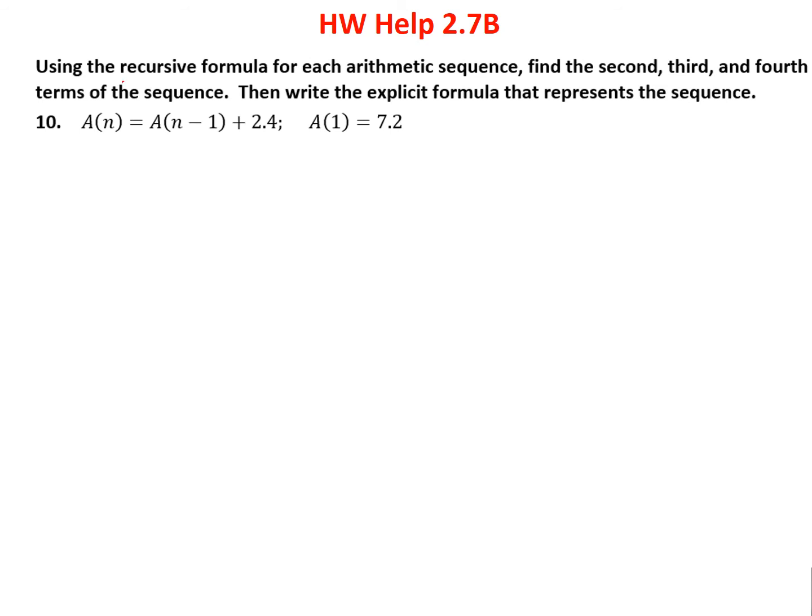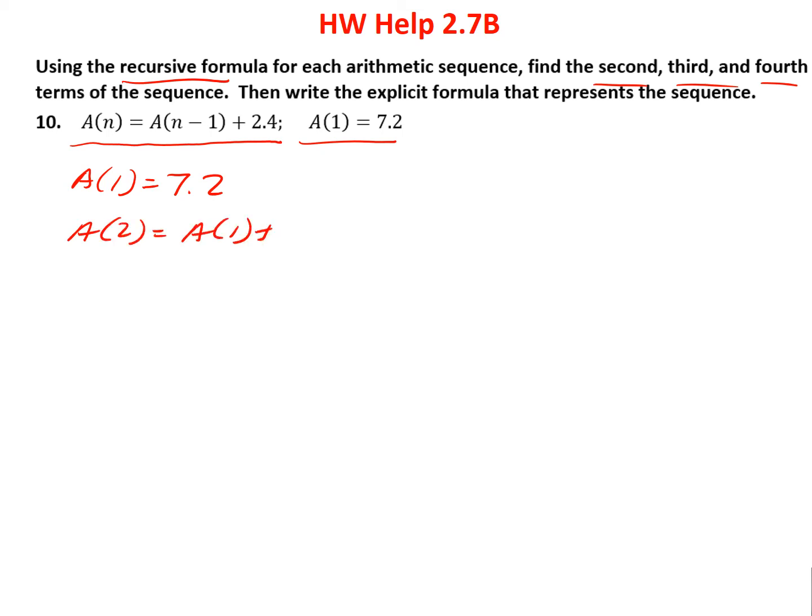This says use the recursive formula that we have right here. Notice nth term equals the previous term plus 2.4, and here is our first term. Find the second, third, and fourth term. Okay, so if a_1 is 7.2, then a_2 is going to be a_1 plus 2.4. So when I plug that in, a_1 you see is 7.2. So we're going to get 7.2 plus 2.4. So the second term is going to be 9.6. That's my second term.